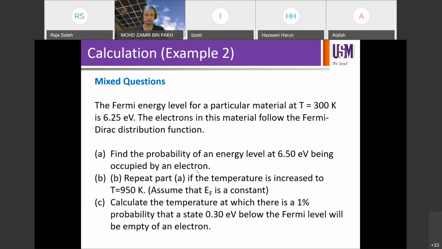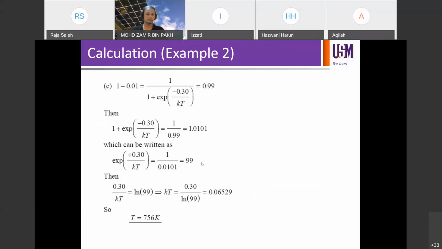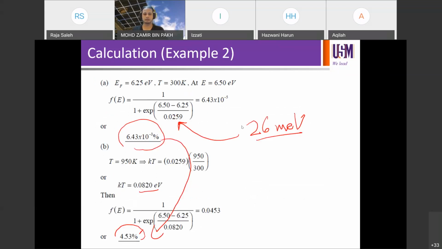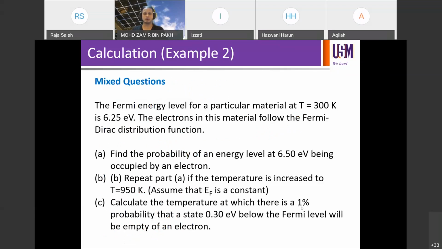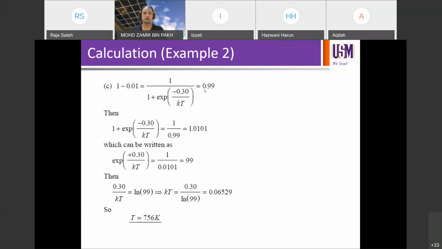So let's go to the final calculation then. The equation becomes 1 minus Fe is 0.1% empty of an electron. So that means your calculation will be 1 minus 0.001, which equals 0.99. Okay, 1 minus, and plug in the very same equation, 1 over 1 plus E minus EF, which is minus 0.3 because your energy state is now below your Fermi level, over KT, right?